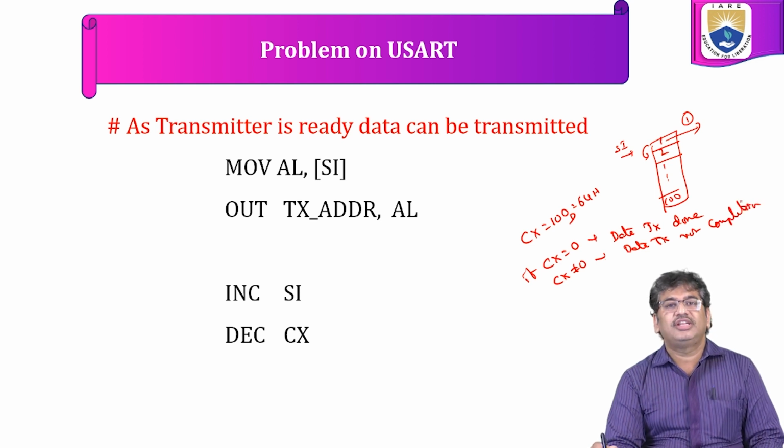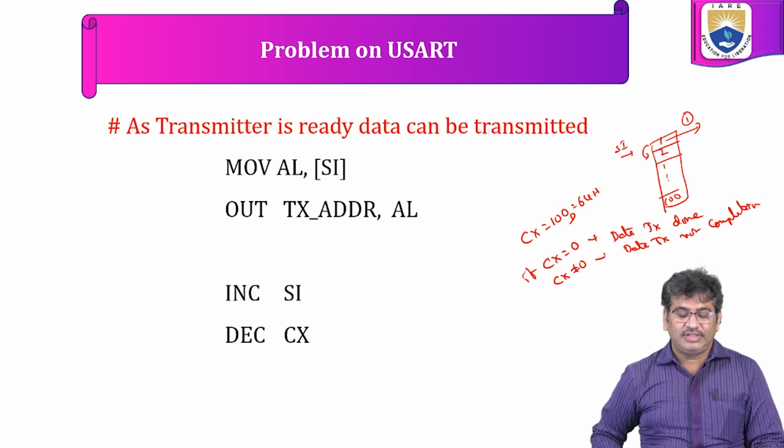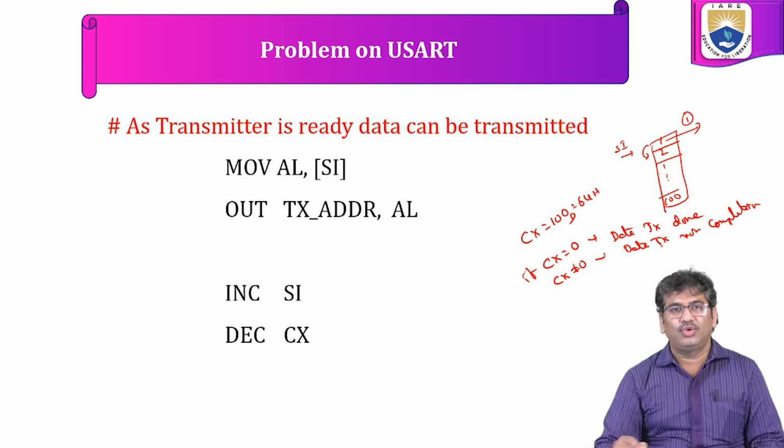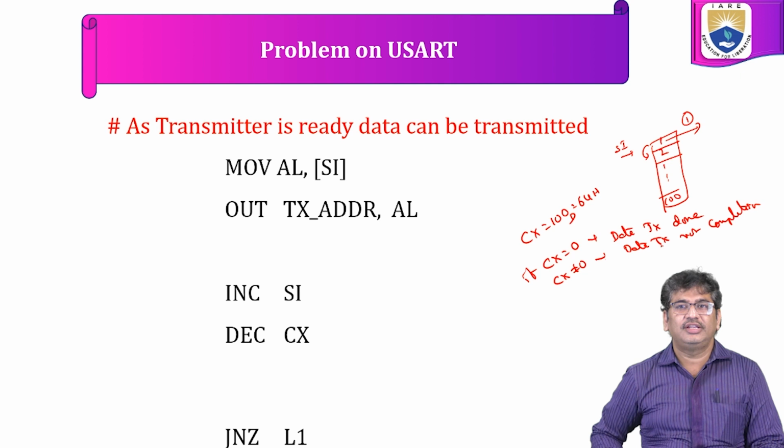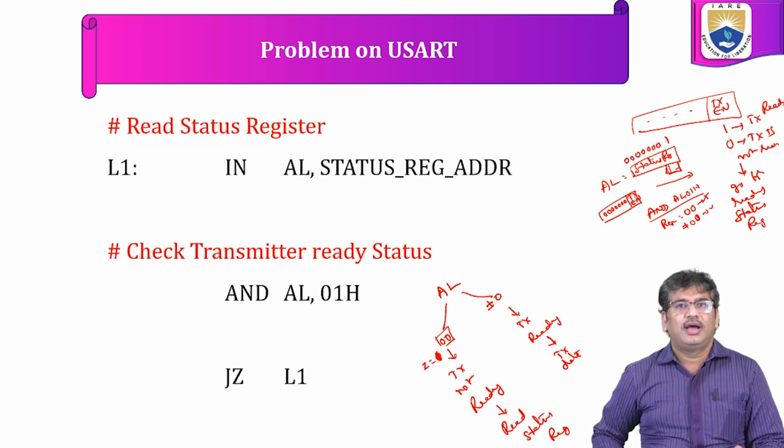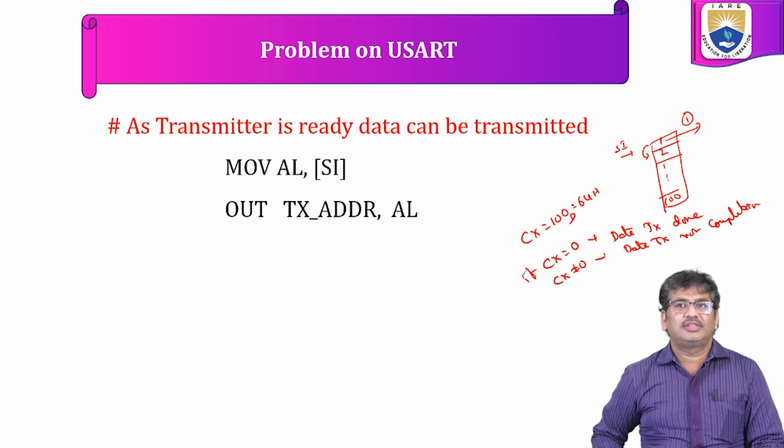When the transmission is not completed, go for checking the transmitter again, whether it is ready for transmitting the second data. So here we will check the CX register whether it is 0 or not. Here we are interested in non-zero, because when it is non-zero, I want to go for repetition. So here you will write the instruction JNZ loop 1. What is loop 1? It is to again read the status register for checking whether the transmitter is ready or not. If the transmitter is ready, go for transmitting.